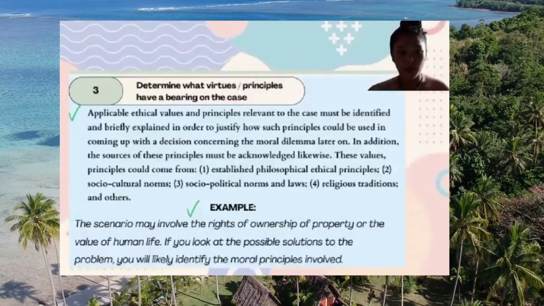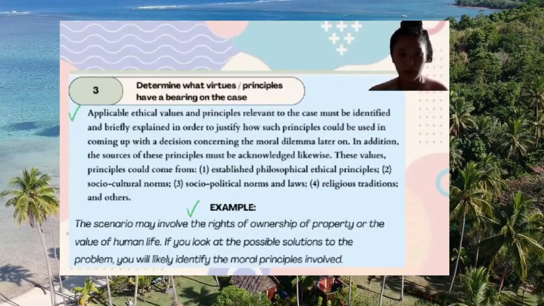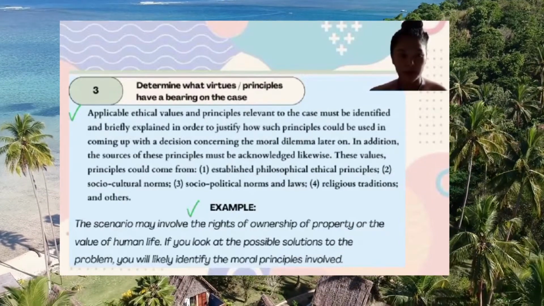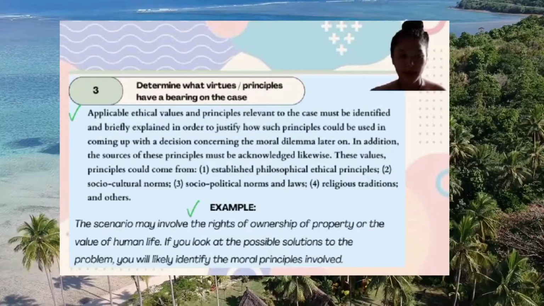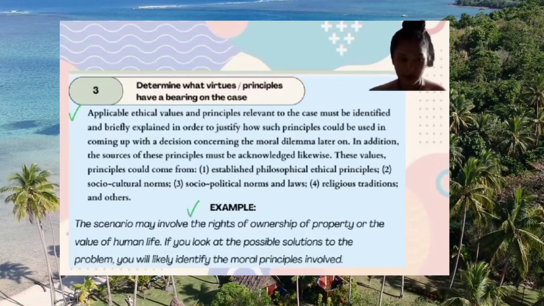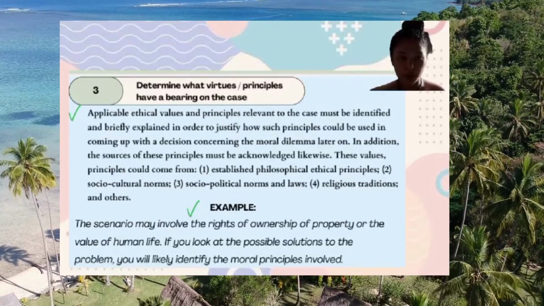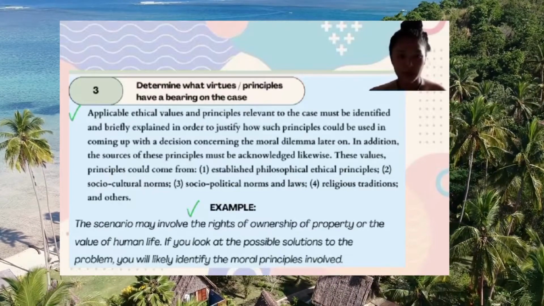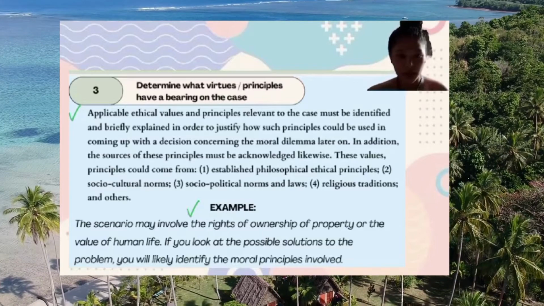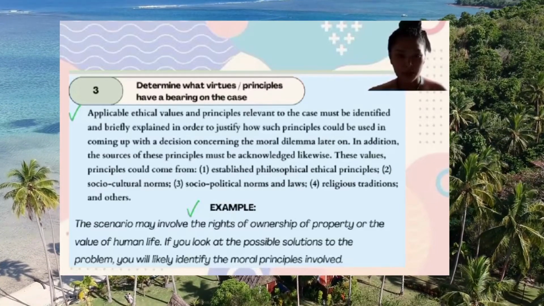3. Determine what virtues or principles have a bearing on the case. Applicable ethical values and principles relevant to the case must be identified and explained in order to justify how such principles would be used in coming up with a decision concerning the moral dilemma later. In addition, the sources of these principles must be acknowledged.